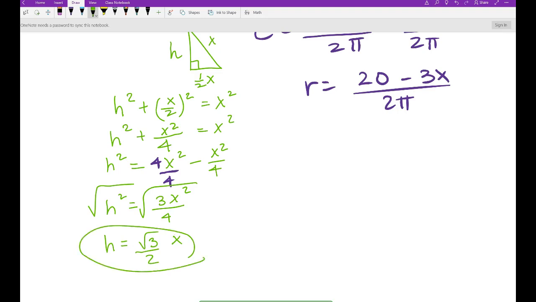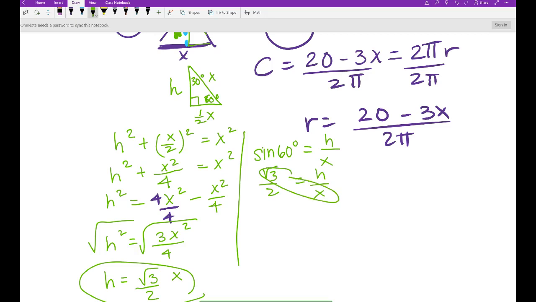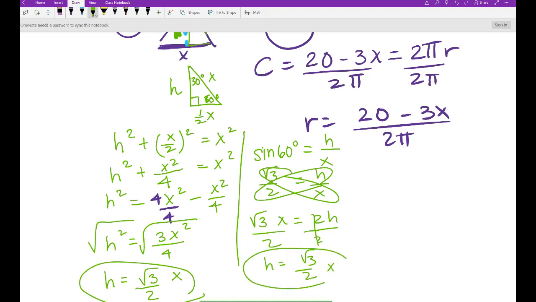If you use trig, you get the same thing. If you use trig, this is 60 degrees, right, class? This is 30 degrees. Then I can use sine of 60, which is opposite over hypotenuse, h over x. Sine of 60 is exactly radical 3 over 2, equals h over x. I can cross multiply, so radical 3 x equals 2h, divided by 2. Voila! Isn't it the same thing? So you get to choose.